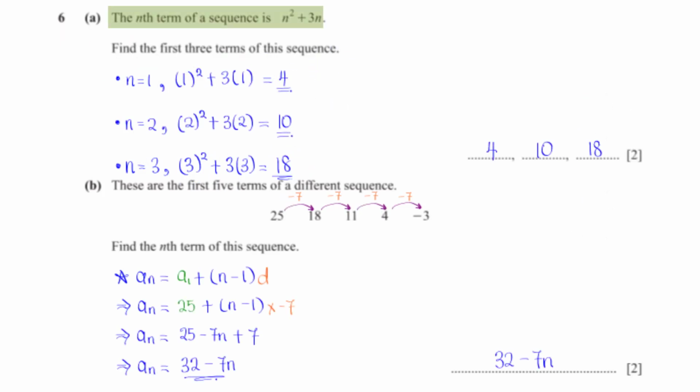The nth term of a sequence is n squared plus 3n. Find the first 3 terms of this sequence. And so to find the first term, we put in n equals 1 into the sequence and we get the first term as 4. For the second term, we put in n equals 2 into the sequence and we get 10 as the second term. For the third term, we put in n equals 3 into the sequence and we get 18 as the third term. So for the first 3 terms of the sequence, we have 4, 10, and 18.